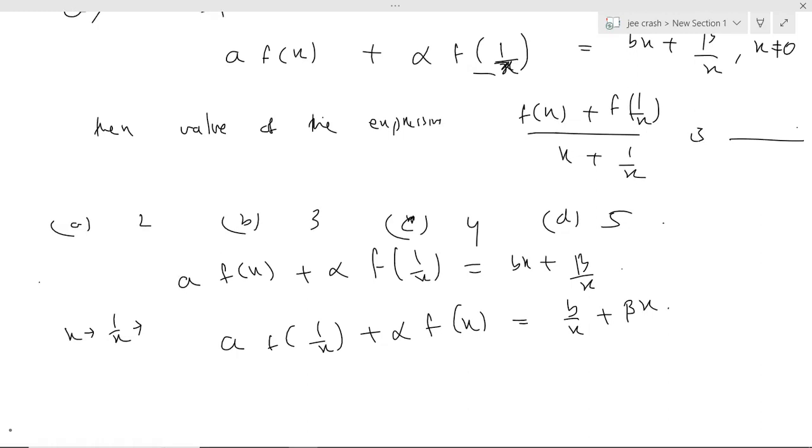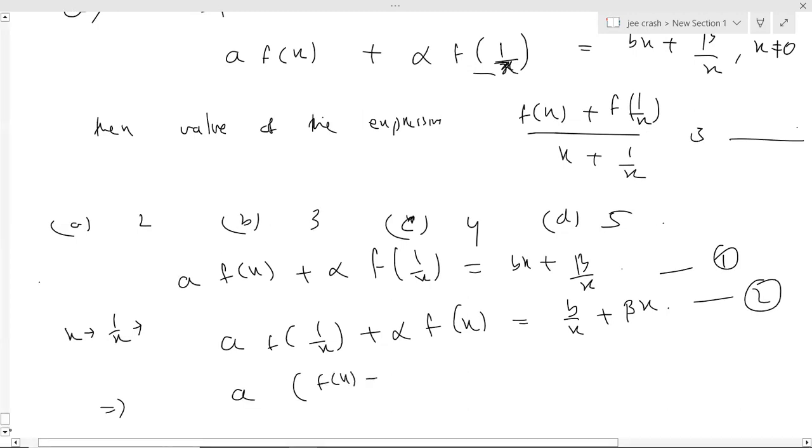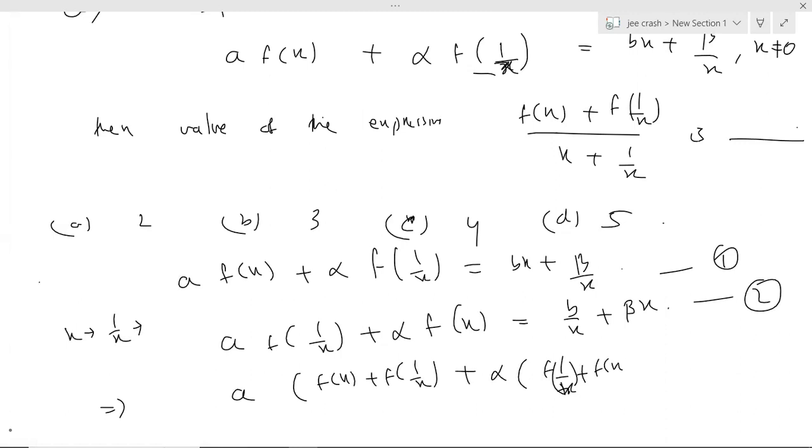Yes, sir. So if we add equation 1 and 2, we'll get a common, f of x plus f of 1 upon x, plus alpha common, f of 1 upon x plus f of x, and here b common, x plus 1 upon x, plus beta common, x plus 1 upon x.